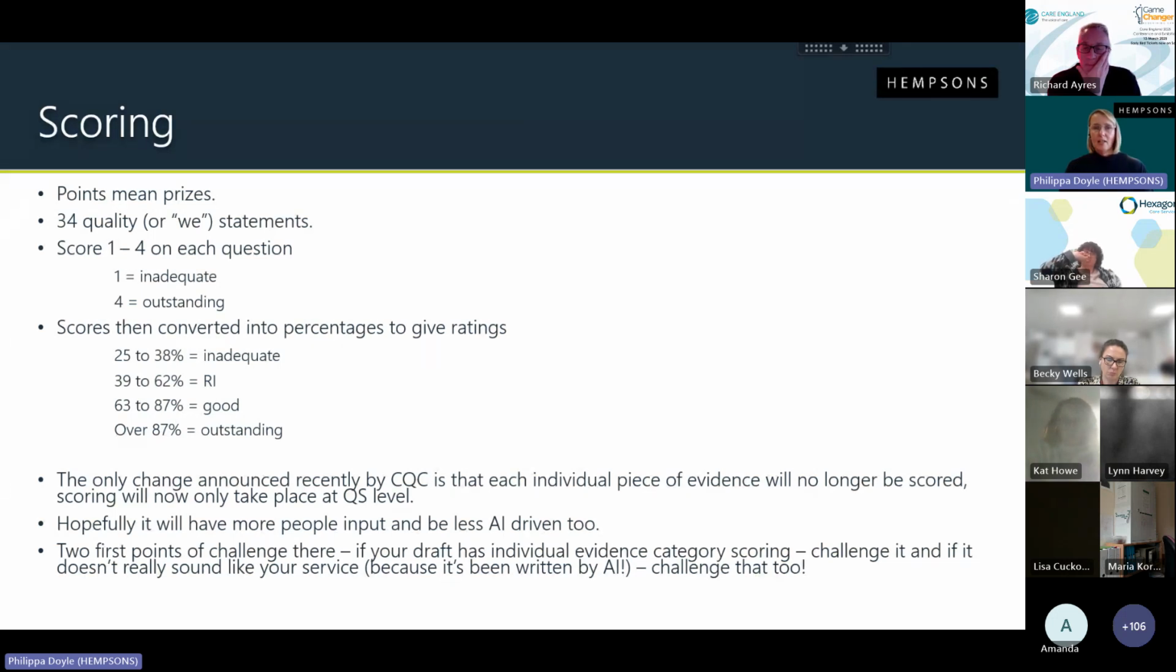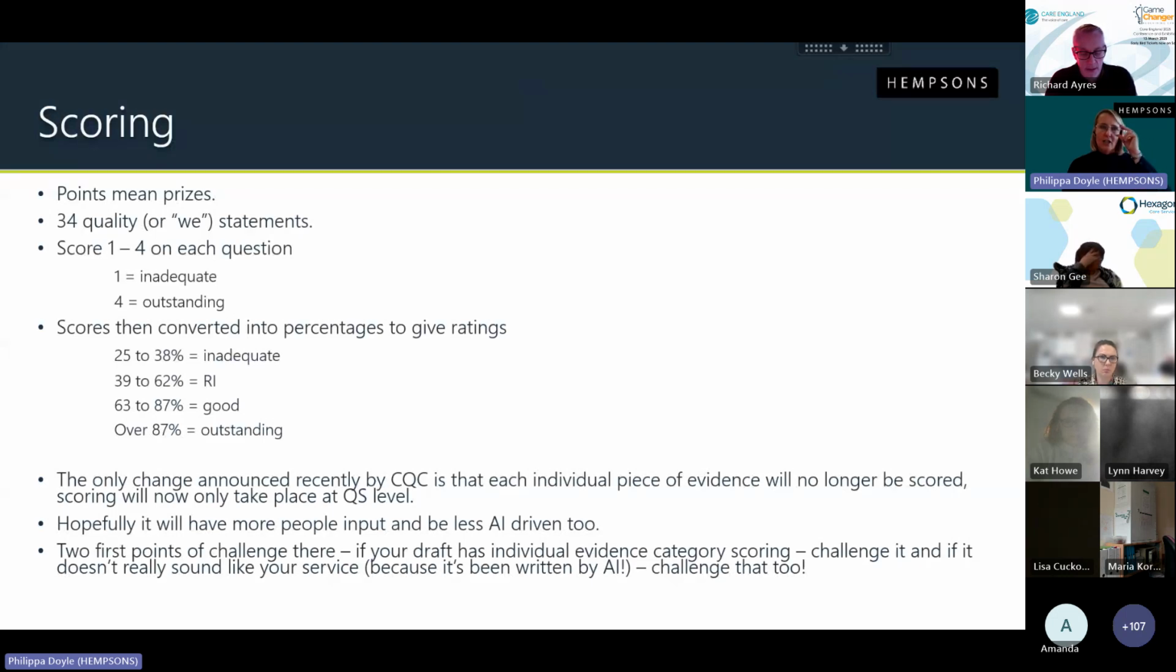So the main change, as I say, is that at the moment, draft reports coming through are still scoring individual evidence categories. Excuse me, that's not going to happen going forwards. The scoring is only going to take place at the quality statement level. Hopefully it will have more people input and be less AI driven, that it will actually be the inspector that's been out to the service and the assessor that's reviewed all the documentation that will write the report together, rather than at the moment we are seeing lots of very computer generated bland reports with bland statements that are repeated throughout the report. They're not personalised, they're certainly not person-centred. So hopefully, as I say, there'll be lots of change in that respect going forwards.